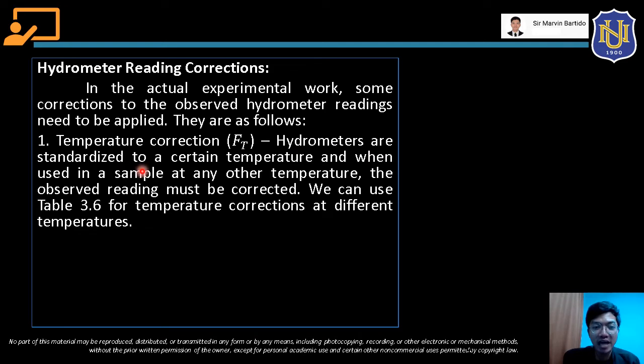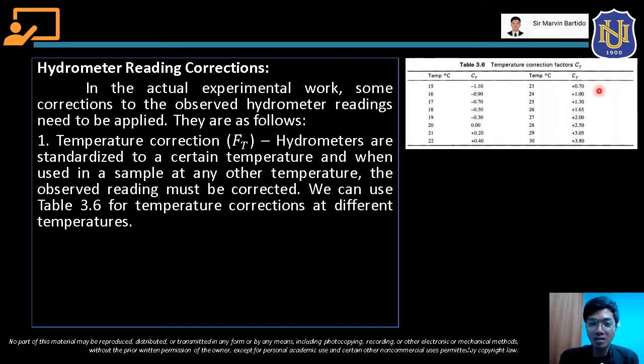Hydrometers are standardized to a certain temperature, and when used in a sample at any other temperature, the observed reading must be corrected. As I've mentioned earlier, class, we calibrate our hydrometers at 20 degrees Celsius. So meaning to say, class, if we use our hydrometer at a different temperature, magkakaroon tayo ng correction. Yung correction natin, class, nakadepende dito sa table na to. Ito yung gagamitin nating table para dun sa mga temperature corrections natin.